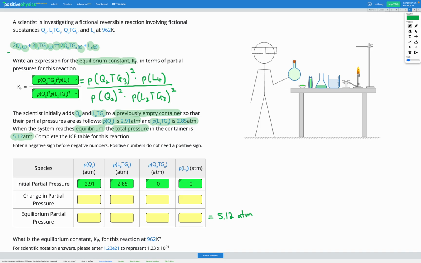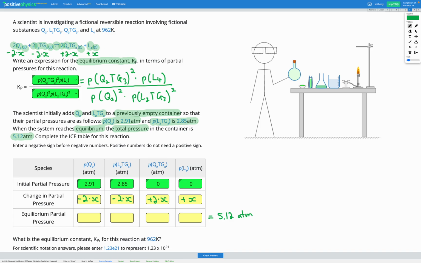So I'm going to use negative 2 times x and negative 2 times x to show what our reactants are losing in terms of pressure. I'm going to use positive 2 times x and positive x to show what our products are gaining in terms of pressure. And remember, those 2's are coming from the fact that we've got a coefficient of 2 for those things in our equation. L4 has a coefficient of 1, so we've just got 1x there. So let's write those into our change in partial pressure row. We've got negative 2x, negative 2x, positive 2x, and positive x.